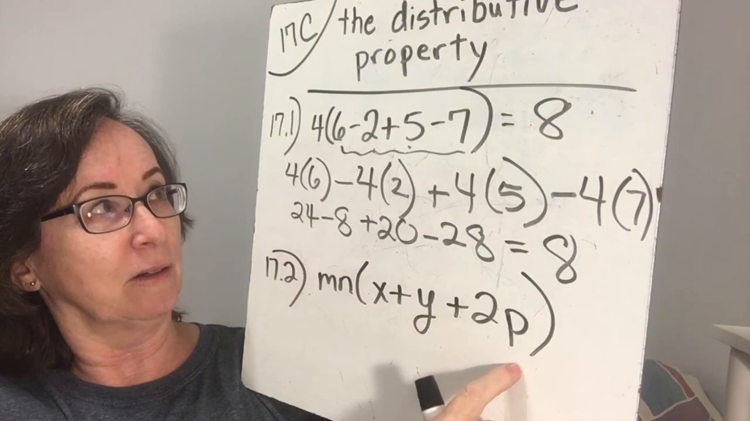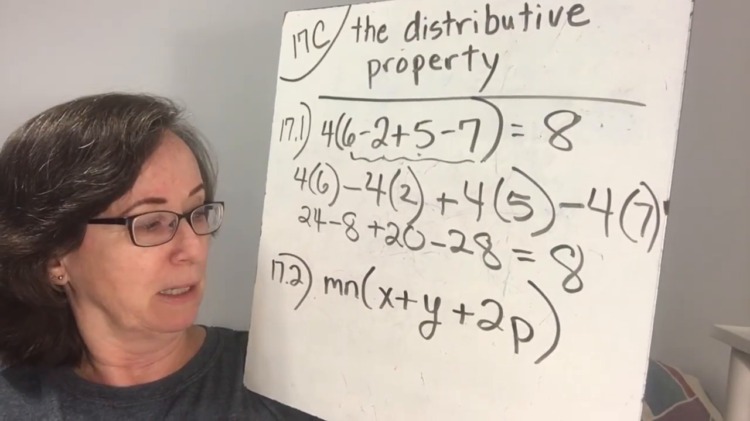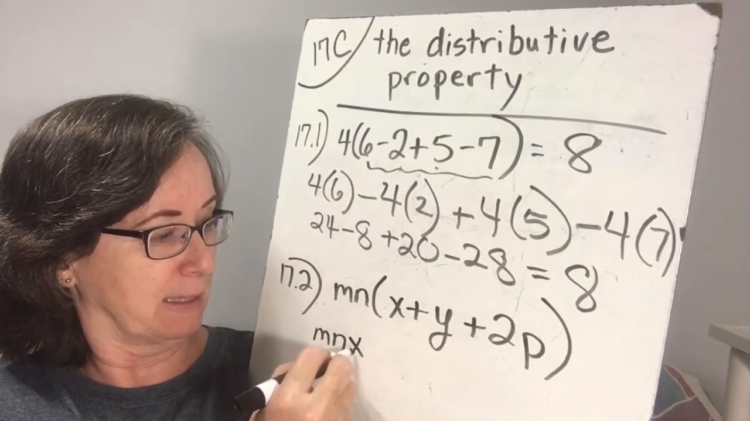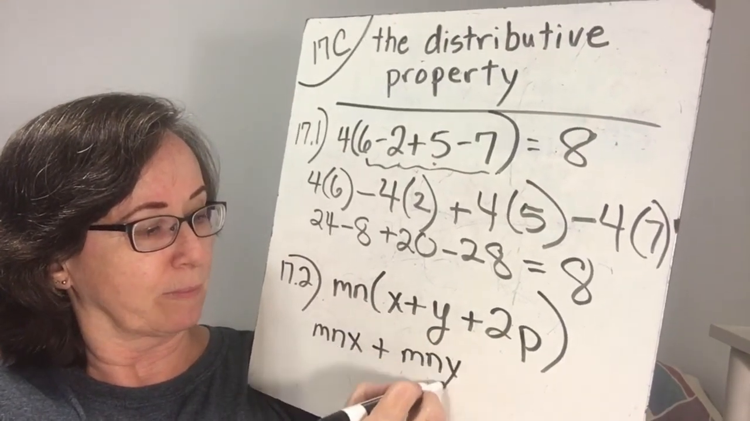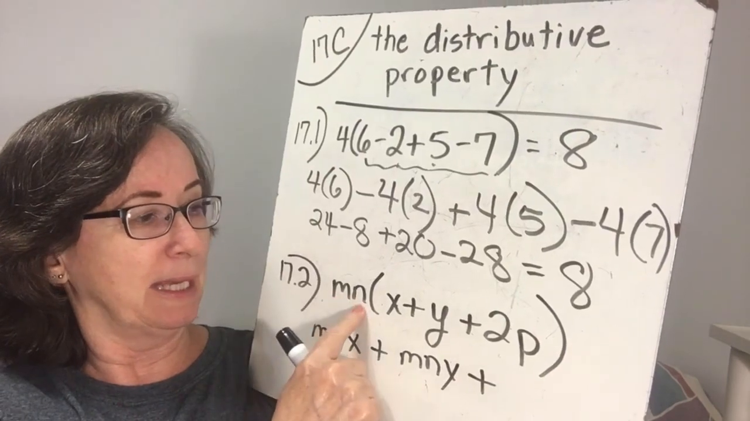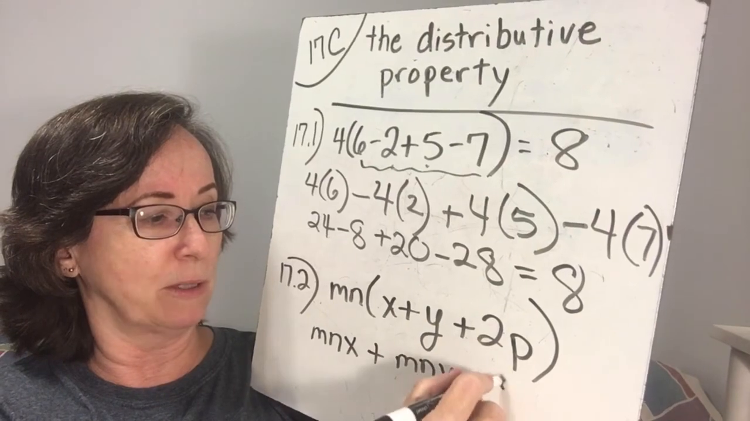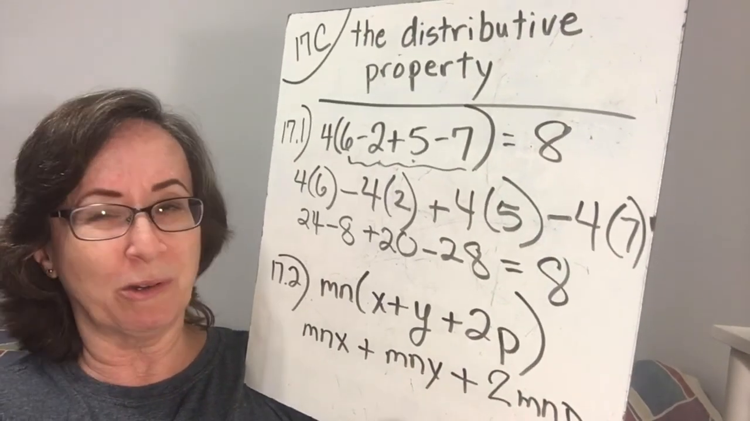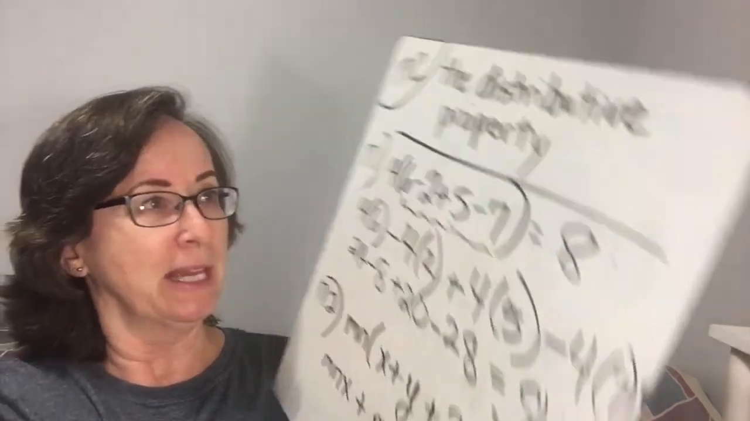All right, so here we have variables. We have to use the distributive property. So we're going to say mn times x plus mn times y plus mn times 2p. Usually it looks better if we put the number in the front. So 2mnp. Does the order of those variables really matter? It doesn't.